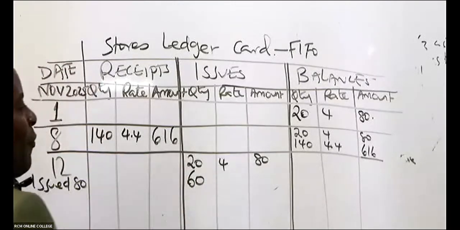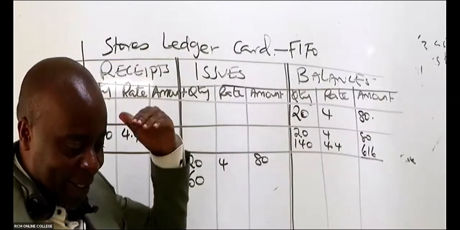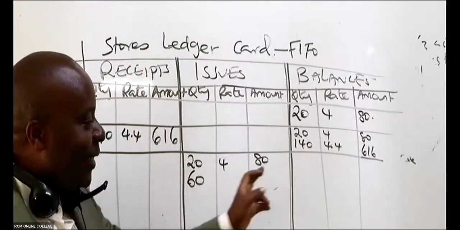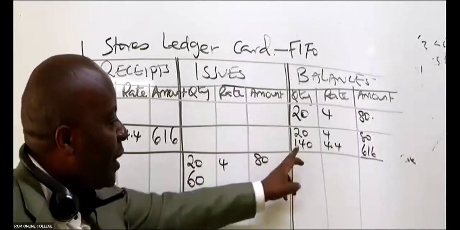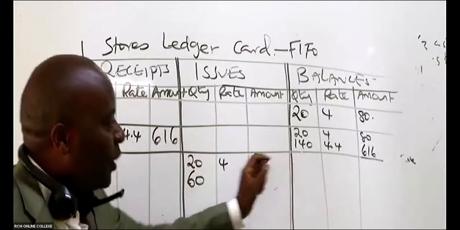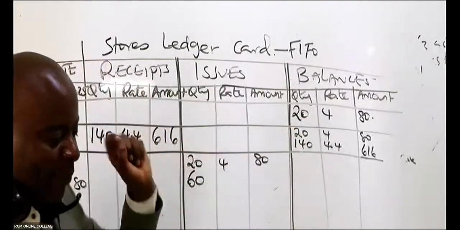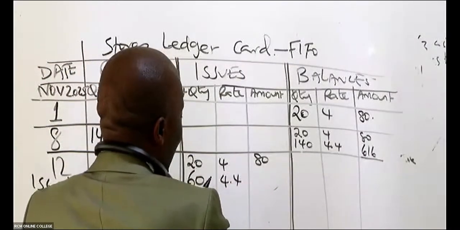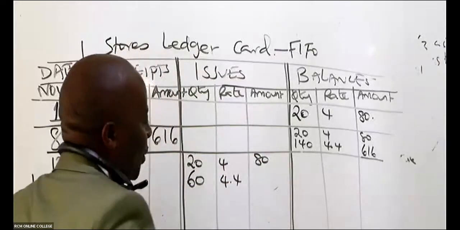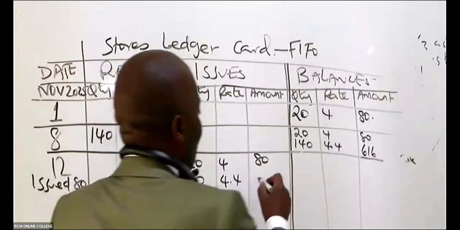Now this 60 will come from which batch? Remember, the 20 is the oldest and is exhausted. Now our very oldest is the second one, the one that has got 140. So it is coming from this 140, so we adopt its price. It will be 60 at 4.4. So can you kindly give me this amount? 60 times 4.4 will end up giving me what figure? 264. Thank you very much.